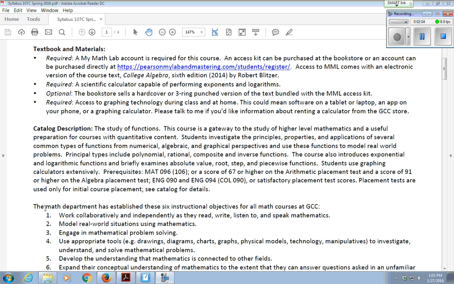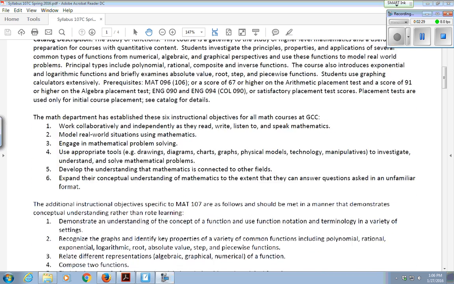And then you will need access to some graphing technology, whether you're in class or at home. That could mean software on a tablet or a laptop. There's several free things that can work really great. Or you could buy a graphing calculator, or maybe you have one from a previous class. You can use that too. Okay, so we're going to talk about what the course is in a few minutes, so we'll skip over that for now.